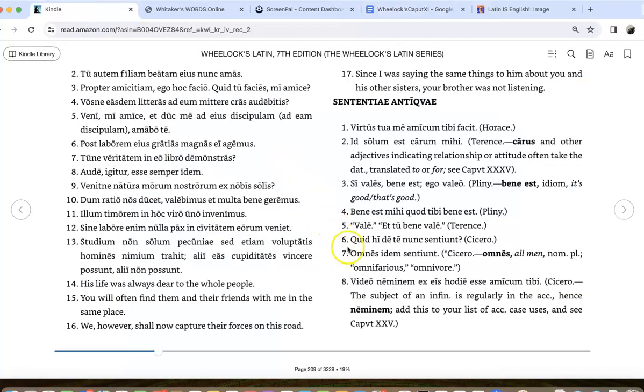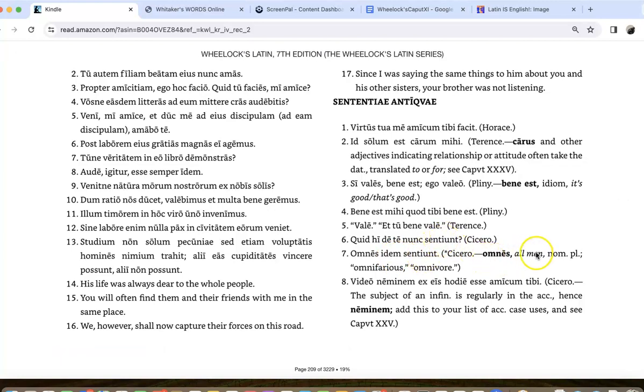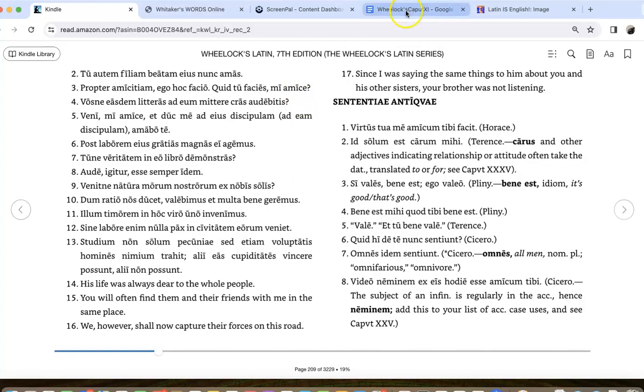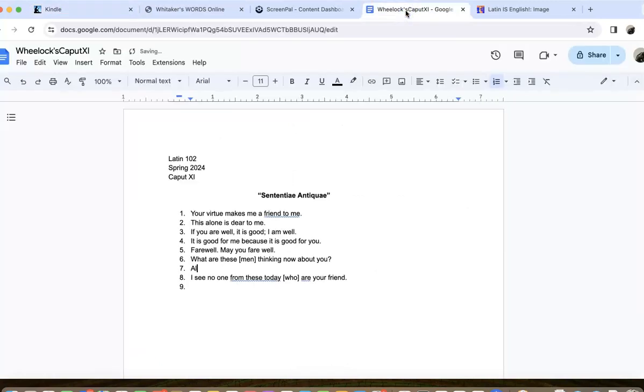Sorry, guys. Right. So number 7, omnes idem sentiunt. So again, using the same verb here. So omnes means all men. Idem means the same. All men think the same.